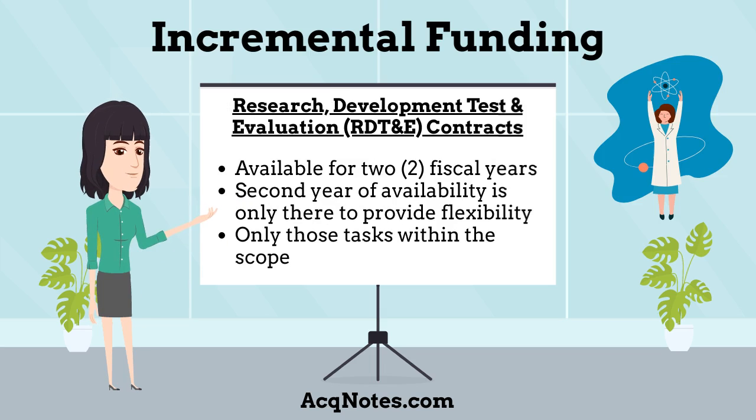Incremental funding for research, development, test and evaluation contracts. Appropriations are available for 2 fiscal years, but the incremental funding policy states that you can only budget for those contract costs expected to be incurred in the first fiscal year. The second year of availability is only there to provide flexibility in the event of schedule slippage.